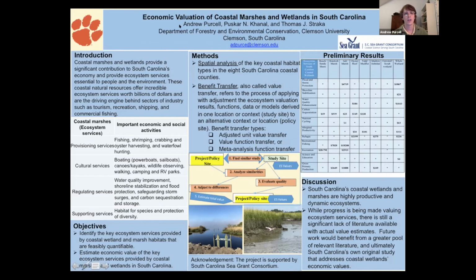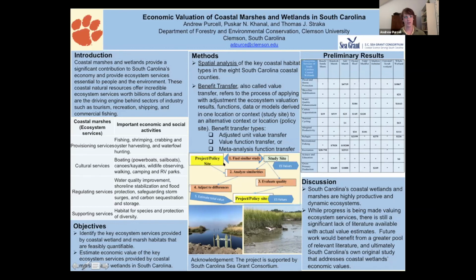Yes. Okay, so my project focuses on the economic values of South Carolina's coastal wetlands, specifically their ecosystem services. So for a brief introduction, South Carolina's coastal wetlands have long been known to be very economically important to the state, but there's actually little literature to suggest or prove that claim. So this study is kind of hoping to provide some background to that. So just for a background on ecosystem services, there are provisioning services, cultural services, regulating services, and supporting services. And there's a few examples in that table you can see right here.